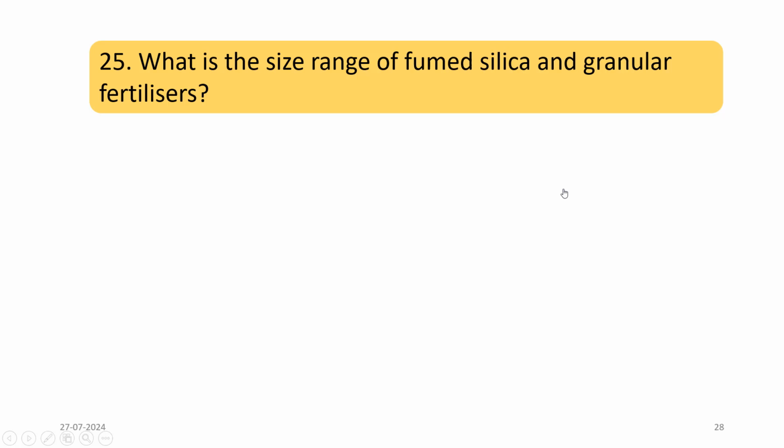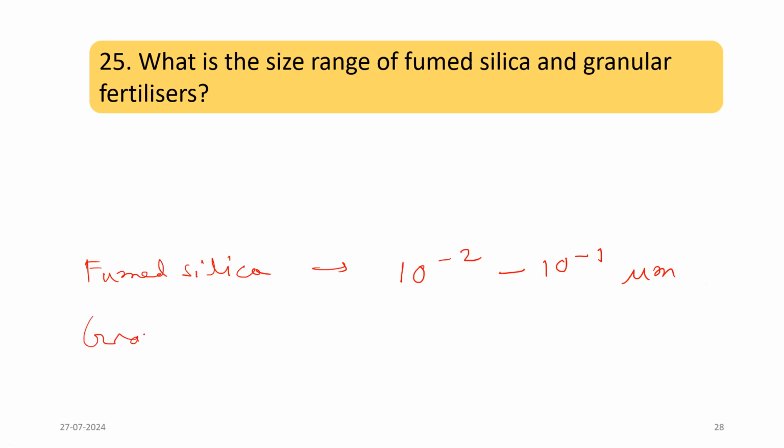If you see, there is a long list of different sizes of particles. From there, fumed silica is in the range of 10 to the power minus 2 to 10 to the power minus 1 micrometer. Yes, this is the range of fumed silica. And for granular fertilizer, the range is 10 cubed to 10 to the power 4 micrometer. So this one is the bigger one.